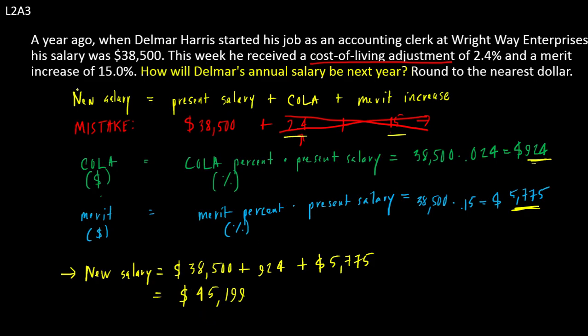So again, we started by identifying what we're solving for, which is the new salary. We grabbed our new salary equation. We avoided making the mistake of misreading cost of living adjustment percent and mistaking it for cost of living adjustment. We calculated cost of living adjustment and merit increase. And then once we had those two numbers, we added that to our old salary to figure out our new salary.